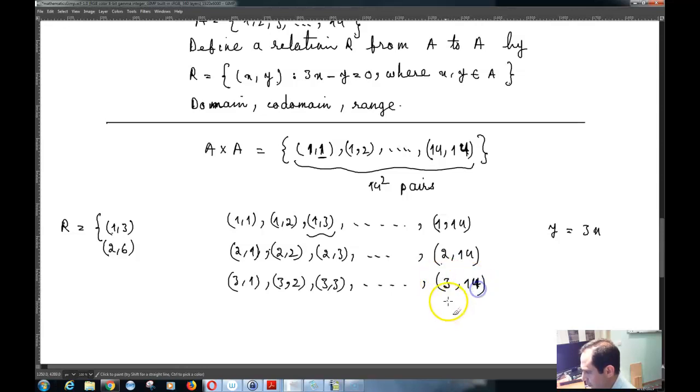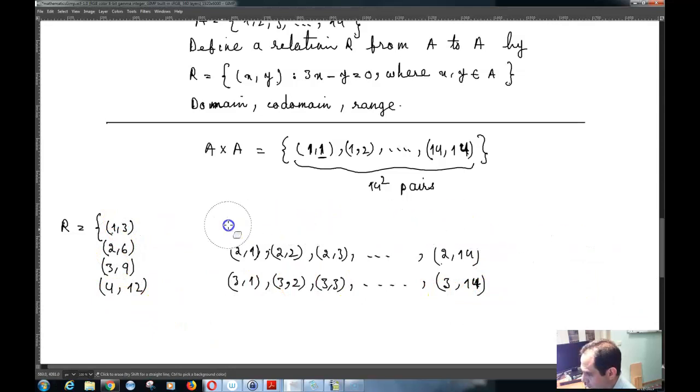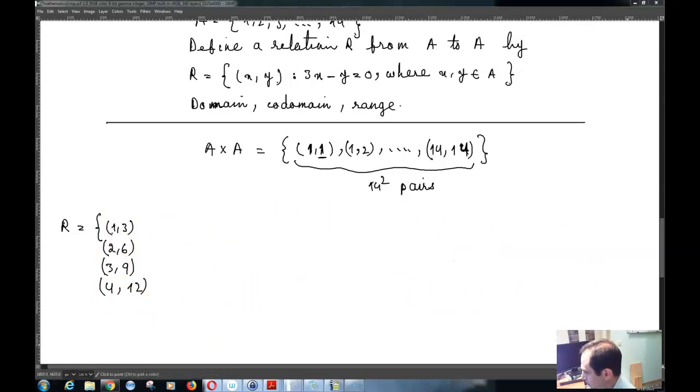For example, 3 times 3 is equal to 9, so you have to pick 3, 9. Then you need to pick 4, 12. Then 5 times 3 is equal to 15, which does not exist. So that's all the 4. You can find only these 4 members of this set.